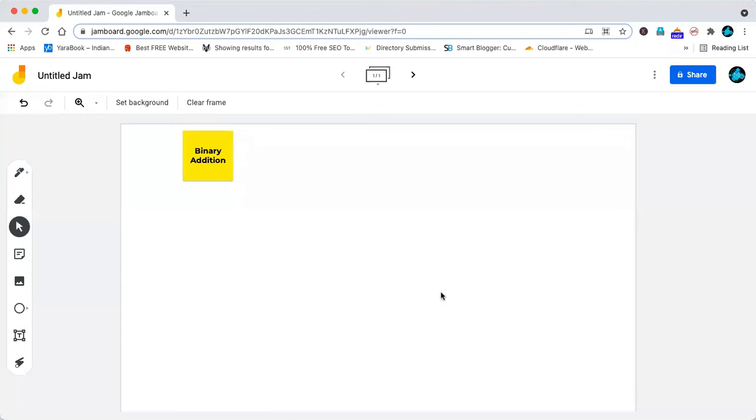There it is mentioned that 0 plus 0 equals 0. This is the first one. Under that it is mentioned 0 plus 1 equals 1.